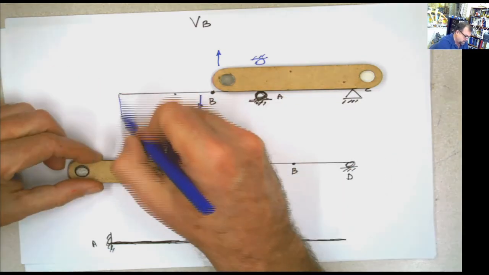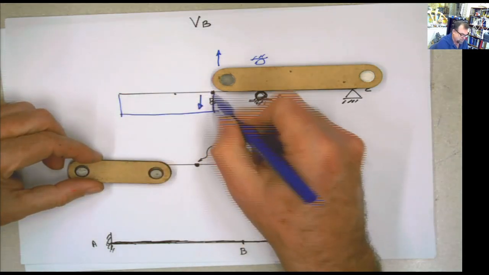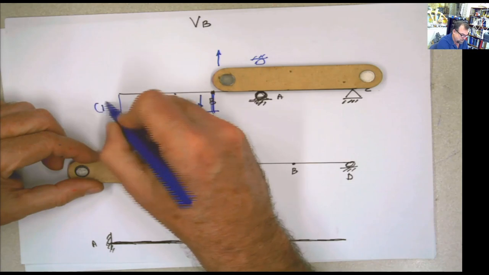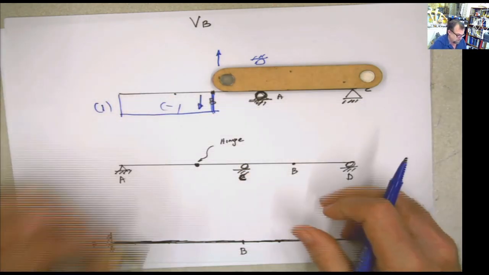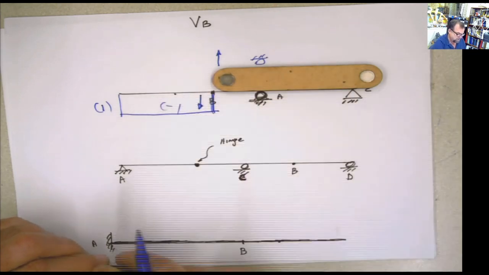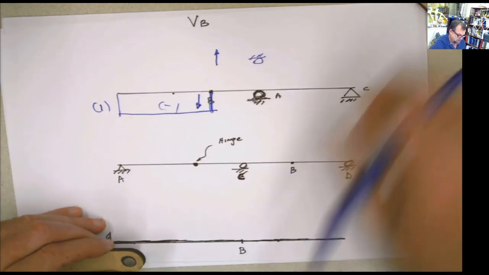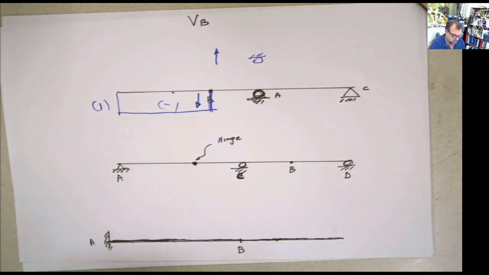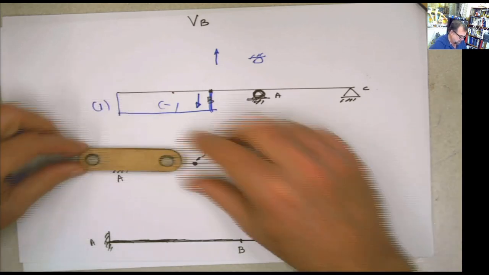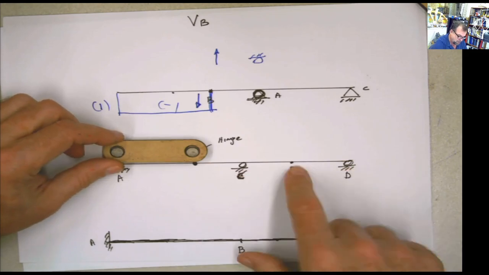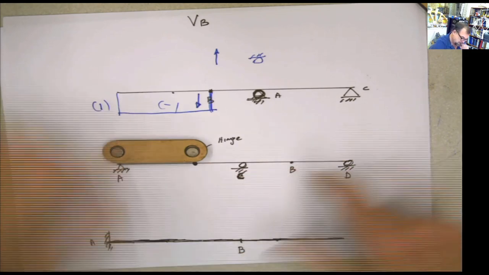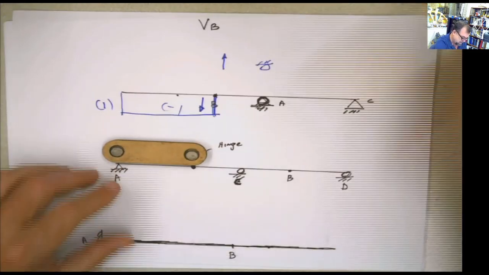And the influence line for that will be just that. This is 1, and of course it's negative because it's coming down. This is the influence line for the shear at B for this beam. Now let's check this out. The next one, I have something like this. This is a hinge, this is a pin, roller, and we have to calculate the shear at that point.